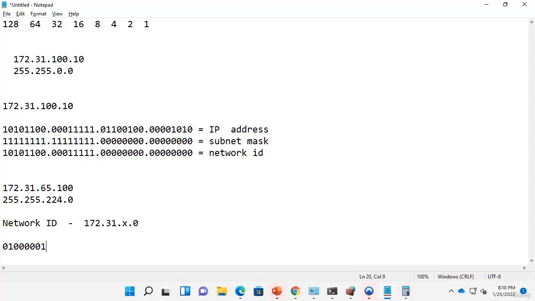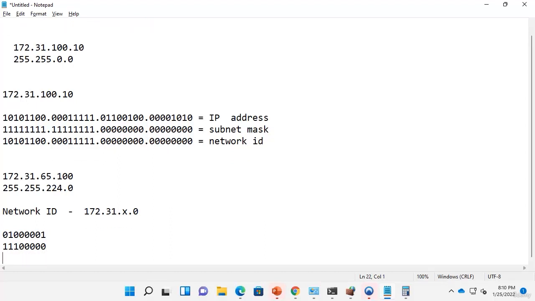So that's 65. Now, what's 224? Well, 224 is 128 plus 64, that's 192, plus 32, that's 224. You'll get used to seeing these. So there's your subnet mask. Now, if I AND those two values, I combine them, what am I going to get? Well, the first number is going to be a 0, 0 and 1. The second one is 1, 1. That's going to be a 1. Then I'm going to have a 0.